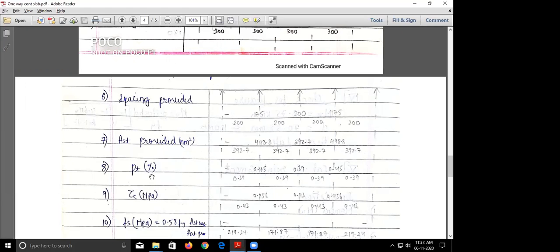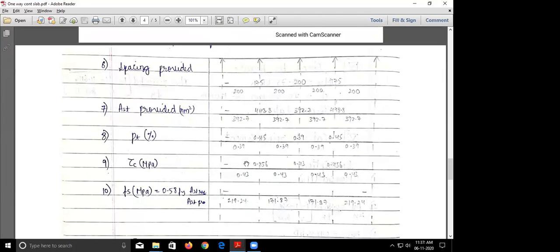Once you get the percentage, then you will find out the tau c value, shear strength of concrete. Okay. This you will get from page 73. Okay. This we have already done in shear, so you know how to find out tau c. The percentage is given, grade of concrete is M20, so find out the value of tau c from the table.